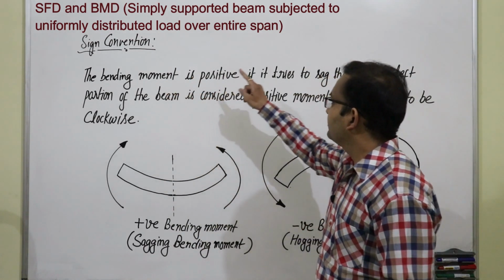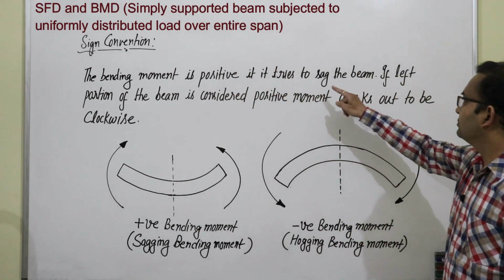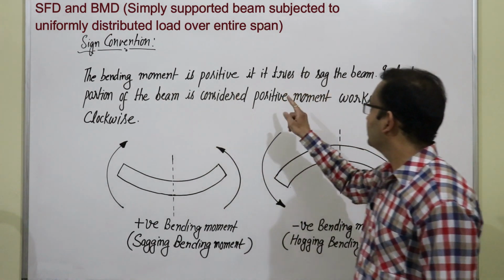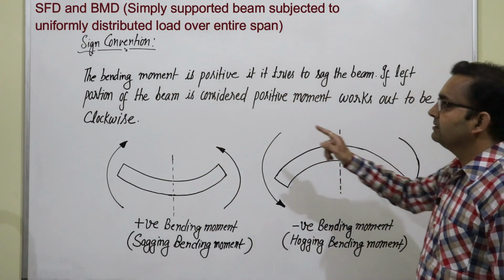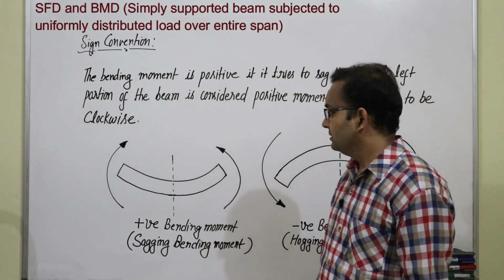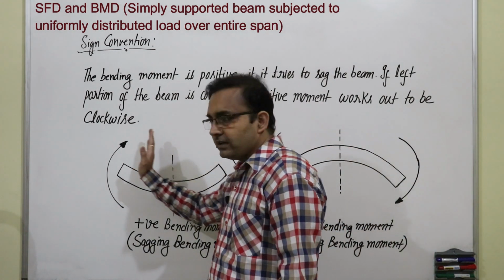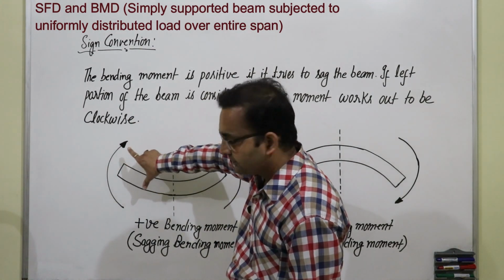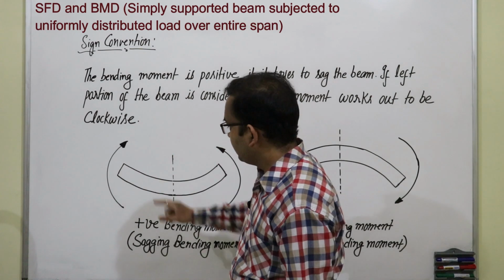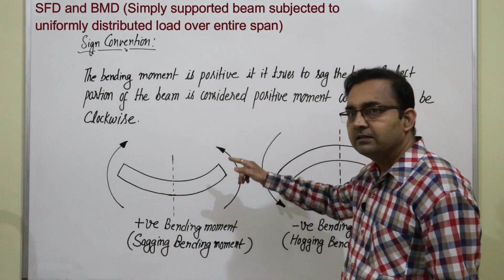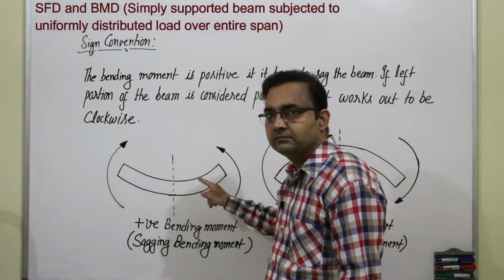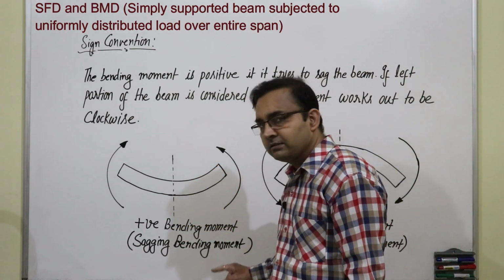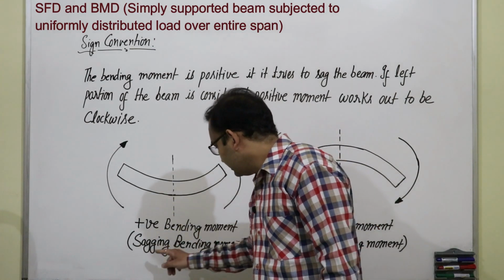The bending moment is positive if it tries to sag the beam. If left portion of the beam is considered, positive moment works out to be clockwise. So, this is a section and it is the left part and bending moment direction is this side clockwise, and we are seeing this is a beam which is sagging. If this case happens, it is a positive bending moment or sagging bending moment.